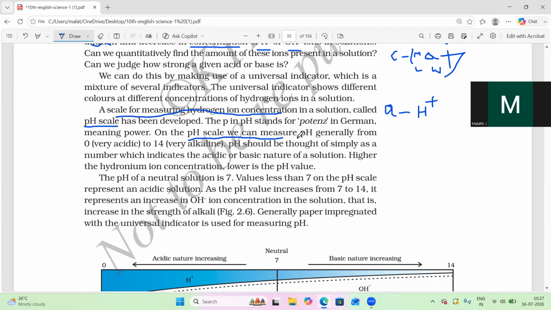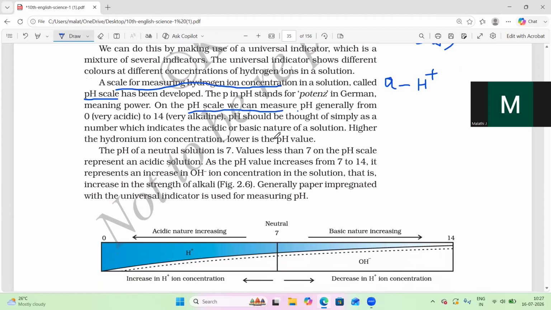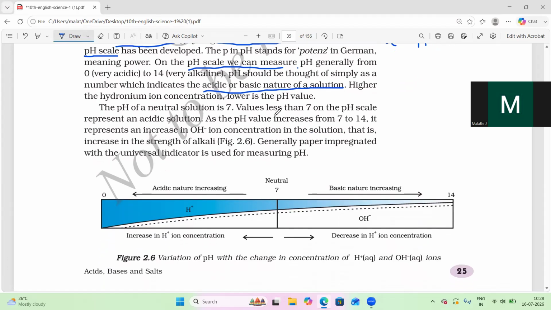We should know that. Acidic or basic nature of the solution we can find by using the pH scale. You should know what pH is and why we use it: to measure the H plus ion concentration in a solution, or the acidic or basic nature of a solution. Usually the pH scale contains numbers from 0 to 14. If you observe here, this is a pH scale.